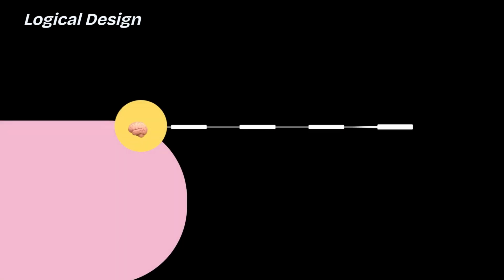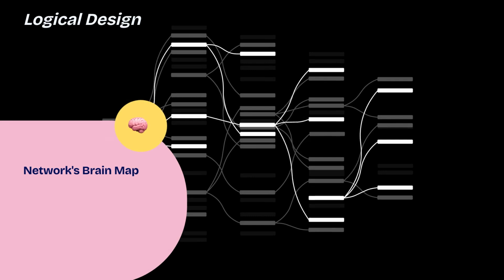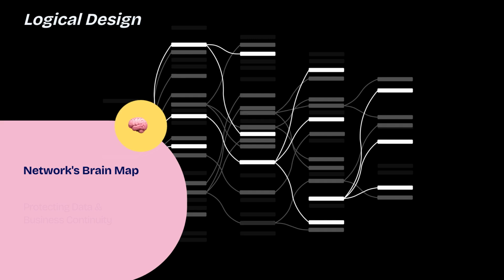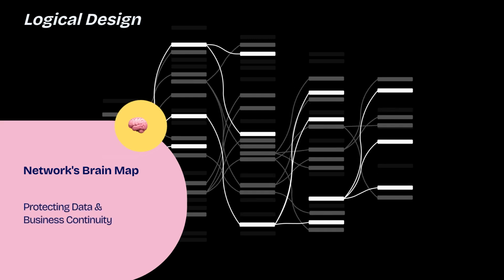All right, think of logical design as your network's brain map. It's where we take all those big ideas about what our network is supposed to do, like keeping our business running or protecting our data, and we put it all down on paper. Or, well, into a diagram.